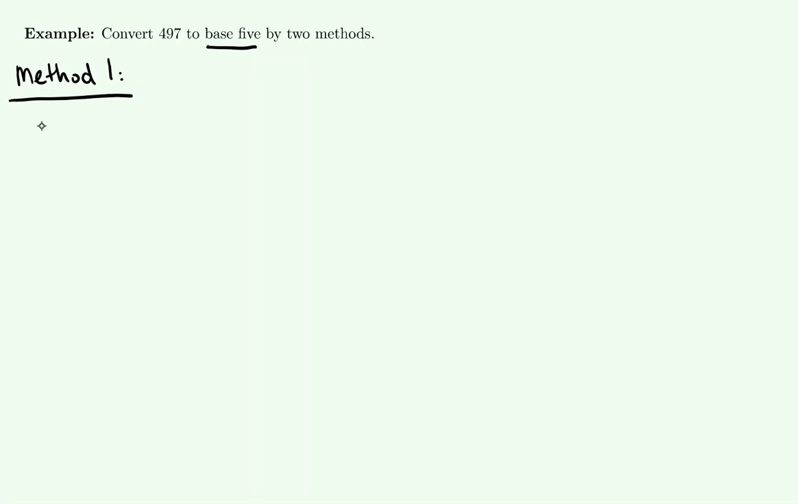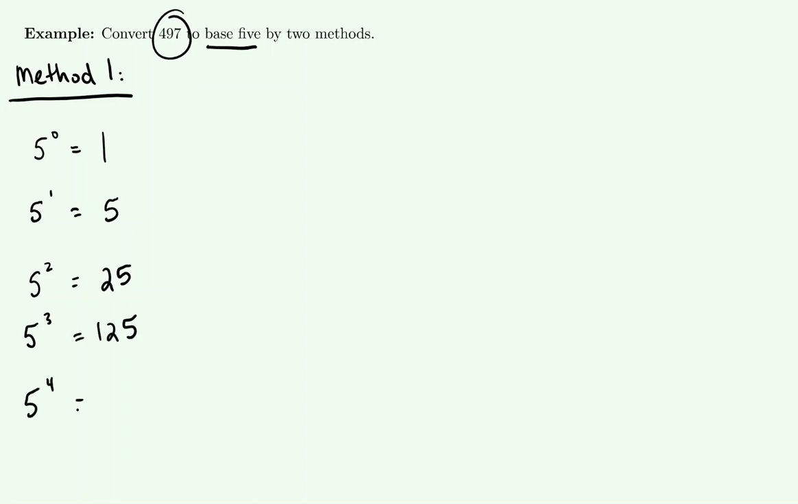Since it's base 5, in method 1 we would begin by just writing out the powers of 5, starting at the lowest. So 5 to the 0 is 1, 5 to the first is 5, 5 squared is 25, and we're going to keep listing powers of 5 until the next power would surpass the number we're looking at, in our case 497. 5 cubed is 125. 5 to the 4th is 625. At this point, we've surpassed 497, so we can scratch that off the list, and we know that we've only got to work with these ones.